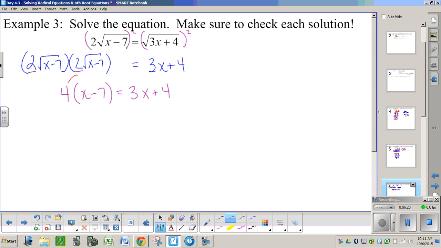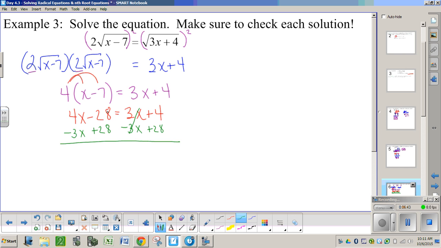You guessed it, distribute. Nice job. So we're going to do 4x minus 28 equals 3x plus 4. All right, we're going to go ahead and solve it from here. I'm going to do 2 steps in one here. I'm going to subtract 3x and add my 28. So those cancel, so we end up with x being equal to 32.